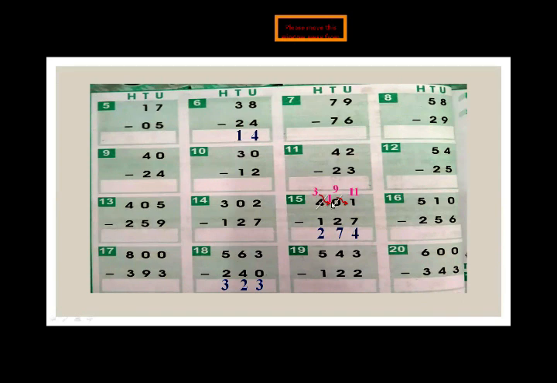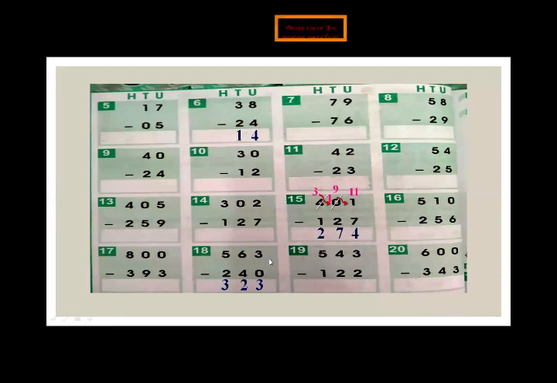When this 10 gives borrow to units place 1, it will become 11. And here remains 9. 11 minus 7, 4. 9 minus 2, 7. And 3 minus 1, 2. Your difference is 274. In this way, you will solve questions where you need to take borrow, but do it carefully.